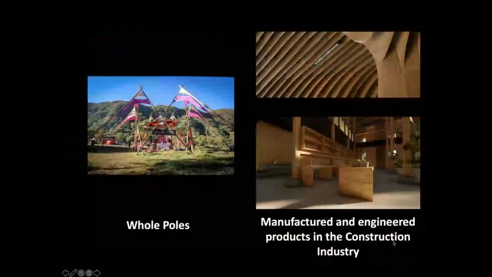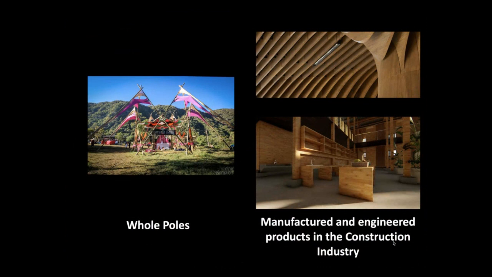Tonight I'm going to talk about both whole poles in construction, and also manufactured and engineered products, because the two are changing the industry. It's actually more the manufactured and engineered products that are making headlines, because there are now so many things you can do with engineered bamboo that people are looking to use it as a replacement for timber. As everybody knows, the timber industry can come from very unsustainable sources. If bamboo can replace some of that, to get rid of illegal logging, it is an amazing material to do so.